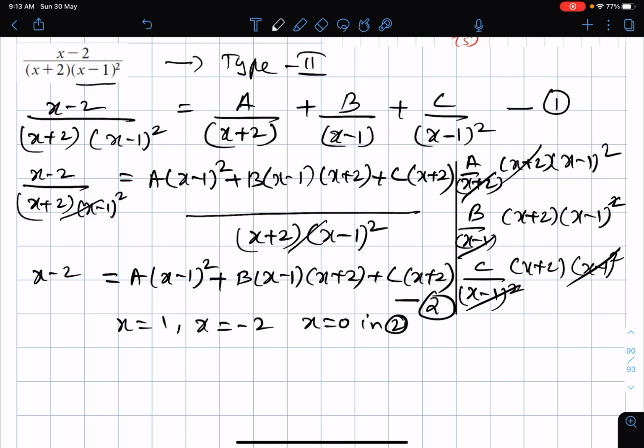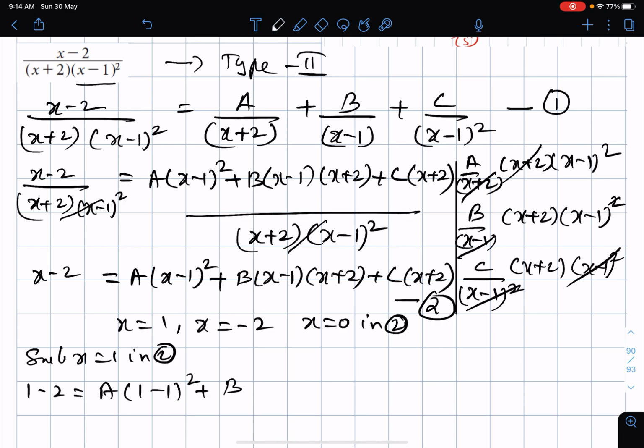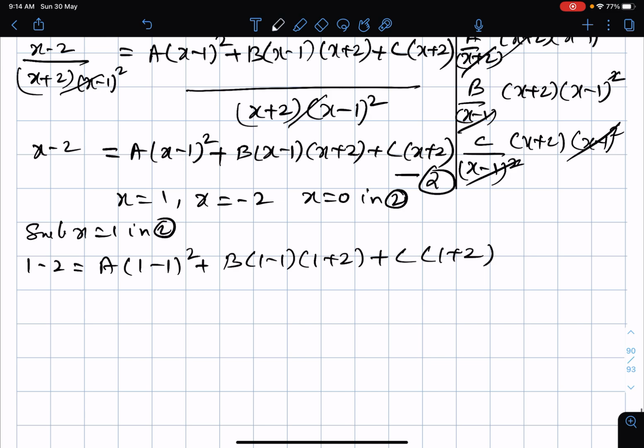Now substituting one by one. Substitute x equal to 1 into the second equation, so you will get 1 minus 2 equals a into (1 minus 1) the whole square plus b into (1 minus 1) into (1 plus 2) plus c into (1 plus 2). Now this becomes 0, so a gets cancelled, this also becomes 0, so b also gets cancelled. You will get minus 1 equals 3c, which implies c equals minus 1 by 3 is our value for c.